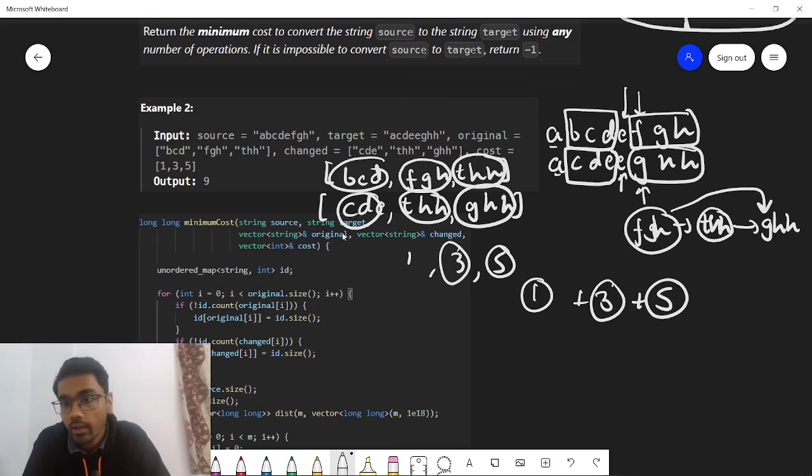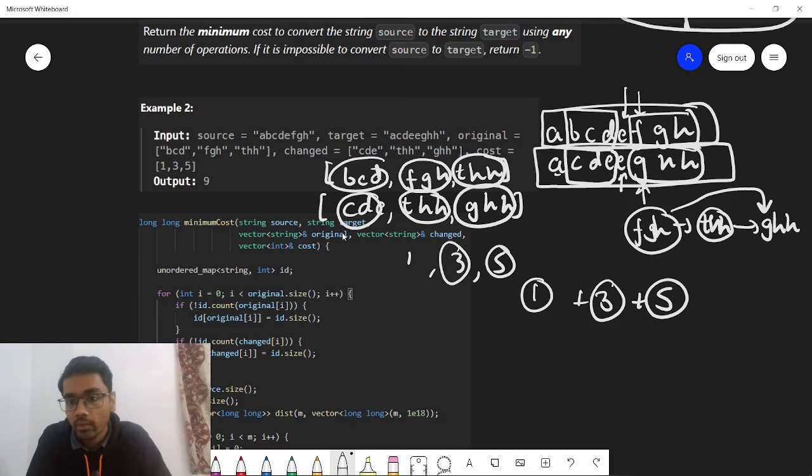So you can see in the end our entire source string is converted to target string. So what is the cost? The cost is 5 plus 3, that is 8, 8 plus 1, that is 9. So the cost we are getting is 9. So this is what the question is saying. So how will we actually solve this problem? What will be the algorithm for this problem?